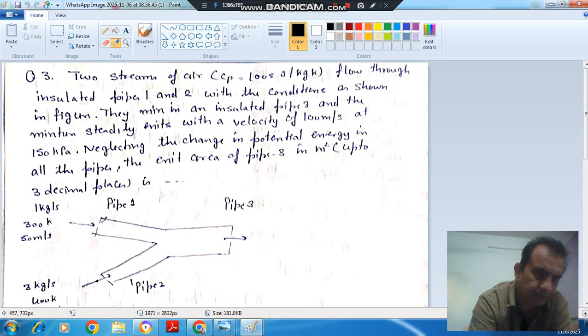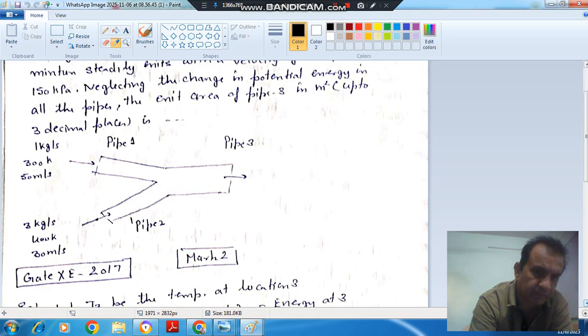So this is the inlet of the first stream of mass 1 kilogram per second, velocity 50 meter per second, and temperature 300 Kelvin. And this is the mass entering pipe 2. This mass is 3 kilogram per second, temperature is 400 Kelvin, and velocity is 30 meter per second. And this is the exit of the pipe. So these are the inlet conditions, and this is the outlet condition. So applying the energy equation between inlet and outlet.